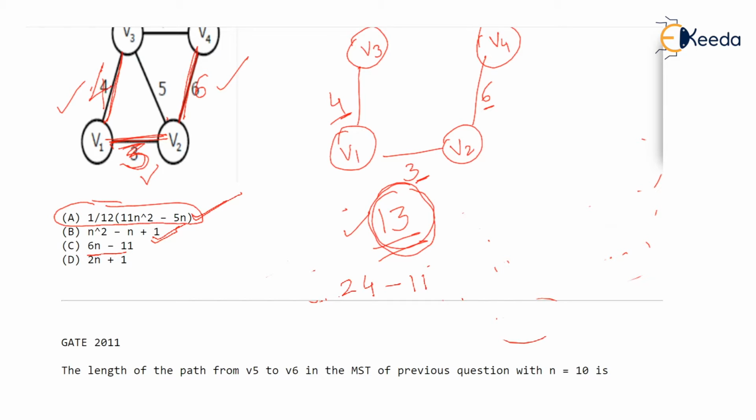What a question. And then last option is 2n plus 1. Now 2n plus 1 here will be 8 plus 1, because 4 vertices. That's 9. So at least the last option is not correct. But all the first 3 options are valid. But we have to select only one option, isn't it? What a question, isn't it?